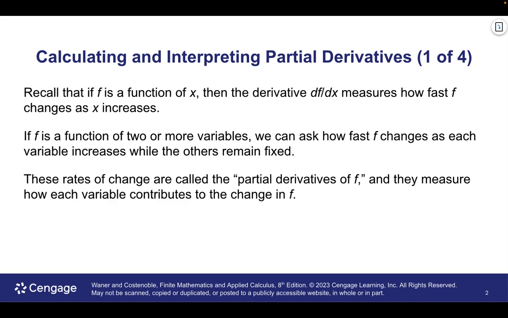This is kind of like what we did on Monday. We had to fix one of them so that we could see the slice of how the other one was doing. So we're going to fix everything except for one variable and see how that changes. These are what they call partial derivatives, because remember, we really have three variables in here: x, y, and z. We're going to fix two of them, and then look at how one of them changes. So it gives us a partial change.